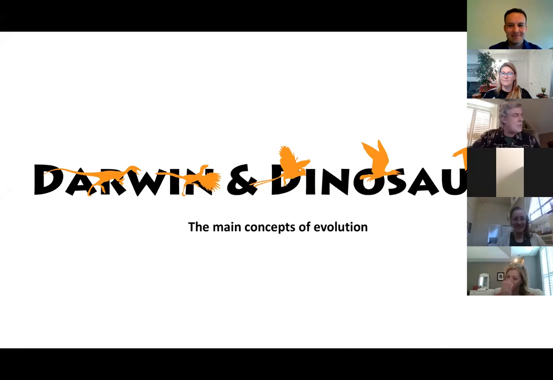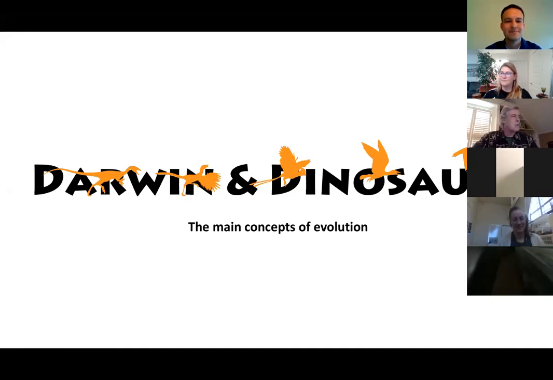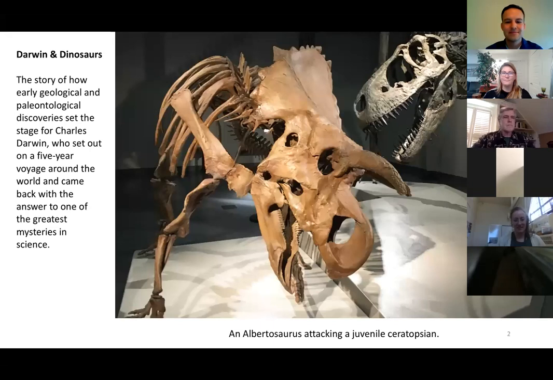All right, thank you. I am one of the co-curators of the Darwin and Dinosaurs Museum exhibition. I'm glad to be here today. In this presentation, we're going to take a look at the events that led to Darwin's discovery of natural selection and the main concepts of evolution. I will move quickly through the slides because there's a lot to cover in 45 minutes, but I'm sure we'll have lots of time for questions at the end.